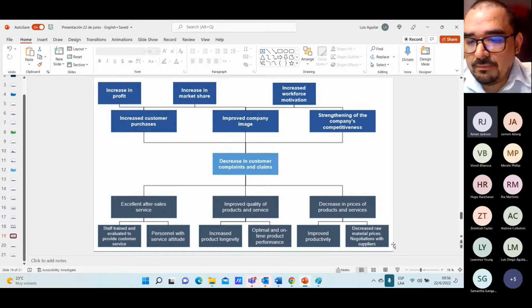Okay, thanks. I wasn't seeing the negotiation with suppliers in the PowerPoint mode. Yeah, me too. So that's why I decreased the screen a little bit.